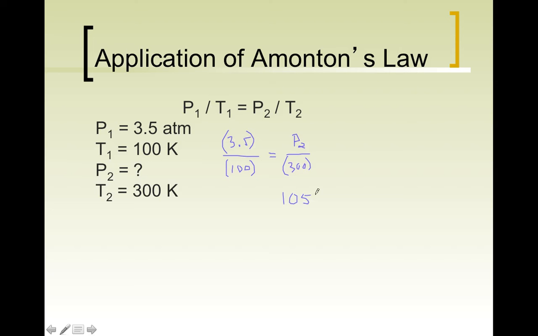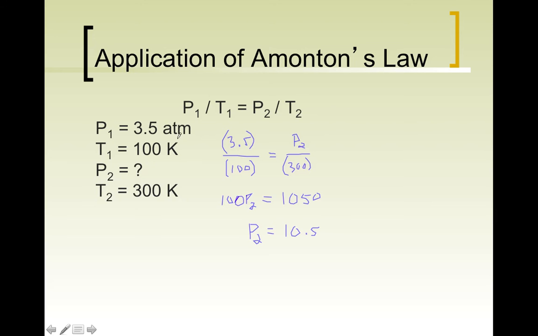That gives me 1050. And then I'm going to take 100 times P2. And naturally, I'm just going to divide by 100. This is also just moving decimal places. If I divide by 100, it brings the decimal back too. So this would just be 10.5.